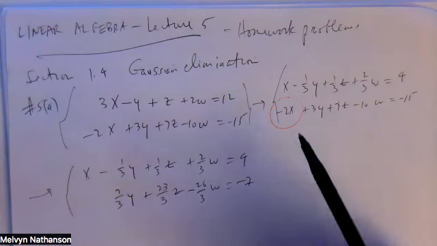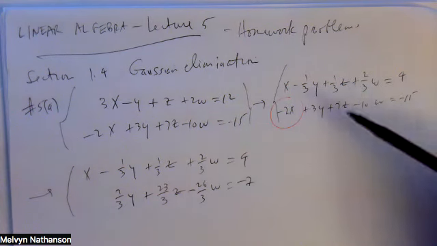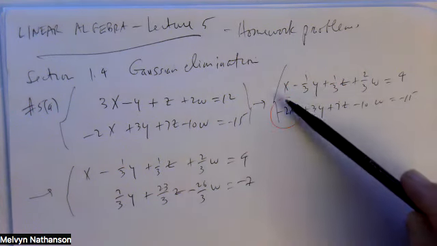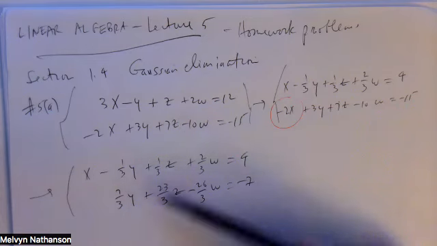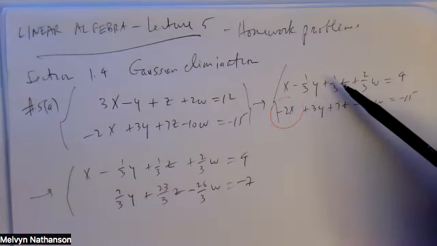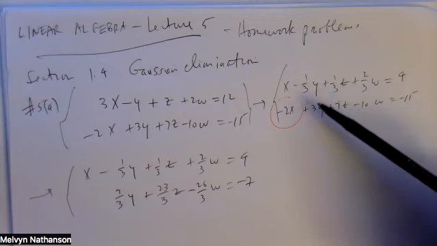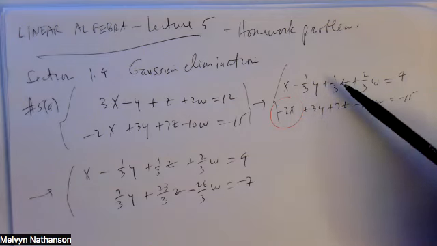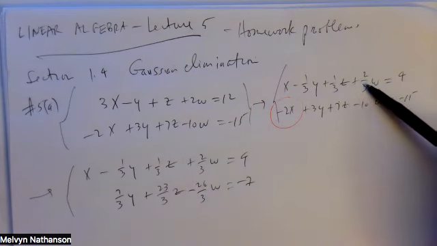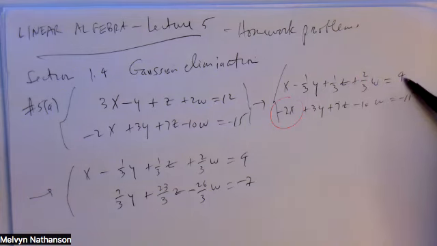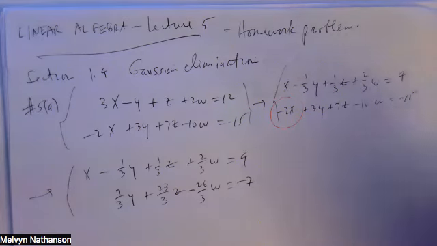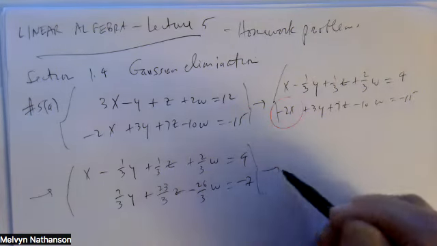And let me just double check, because it's hard to do fractions correctly. I'm adding 2 times the first equation to the second. 2x minus 2x is 0. 3 minus 2 thirds is 7 thirds. 7 plus 2 thirds is 23 thirds. Minus 10 plus 4 thirds is minus 26 thirds. And minus 15 plus 8 is minus 7. So this is my second system.